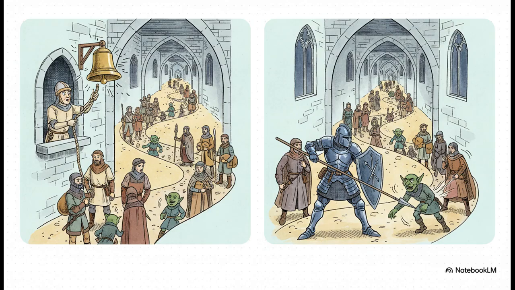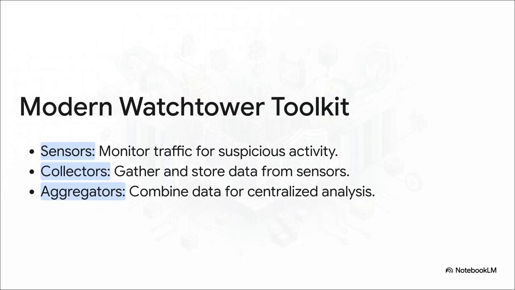This is the active guard. It stands right in the middle of the road and has the power to actually drop its spear and block a threat before it can do any damage. One detects, the other prevents. A modern watchtower, though, it's more than just one guard. It's a whole system. It starts with sensors. These are the eyes and ears all over your network, detecting events. Those sensors report back to collectors, who act like scribes, just gathering and logging every single report. And finally, all of that data flows up to the aggregators. This is Central Command, where analysts can correlate all that data, connect the dots, and see the big picture to spot really complex attacks.